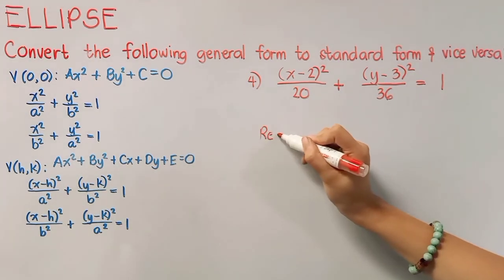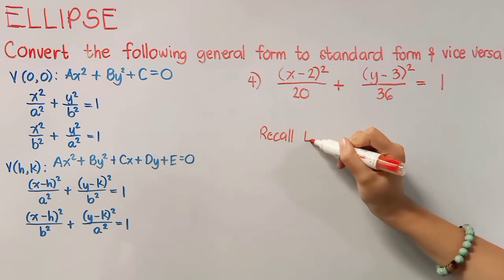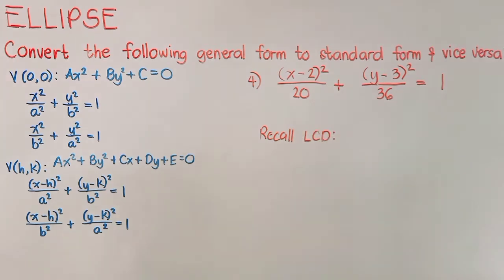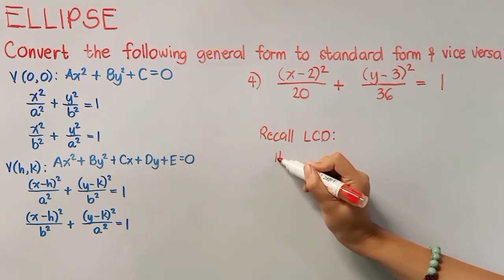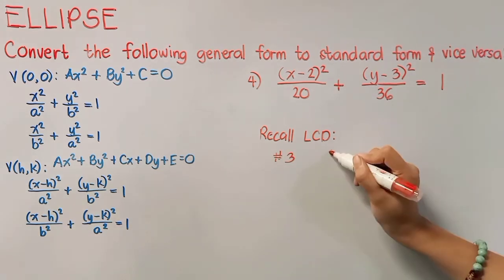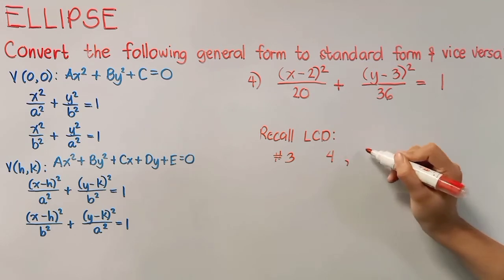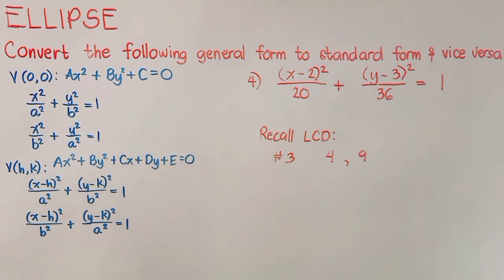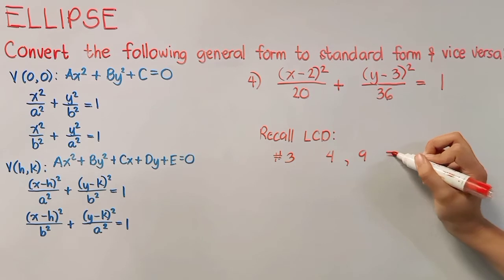To do that, we have to remove all of the fractions here by multiplying it to its LCD. Recall that in number 3, our denominators are 4 and 9. Since they don't have a common factor or a number that can be divided in both of them, our LCD is simply the product of 4 and 9.